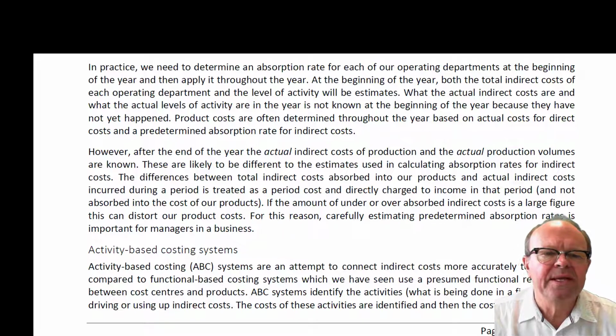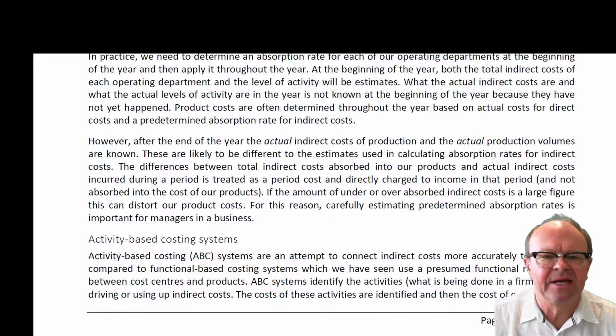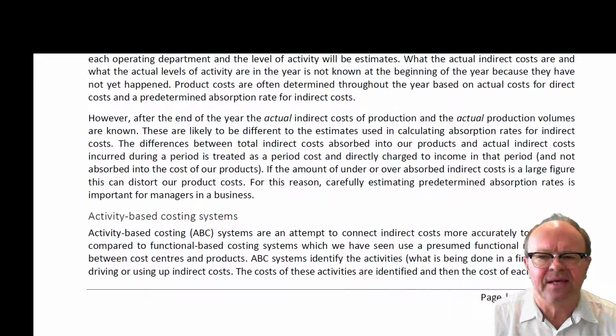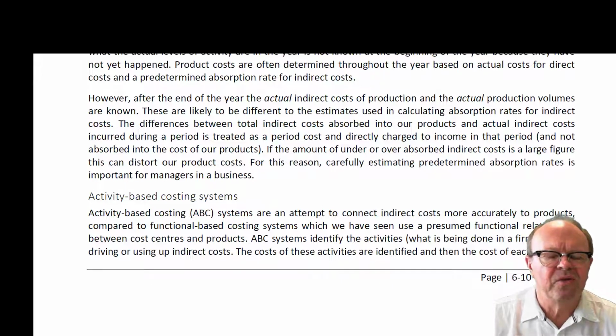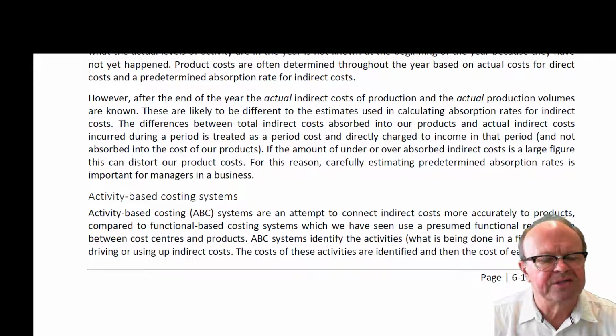In practice, we need to determine an absorption rate for each of our operating departments at the beginning of the year and then apply it throughout the year. At the beginning of the year, both the total indirect costs of each operating department and the level of activity will be estimates. What the actual indirect costs are and what the actual levels of activity are in the year is not known at the beginning of the year because they have not yet happened. Product costs are often determined throughout the year based on actual costs for direct costs and a predetermined absorption rate for indirect costs.